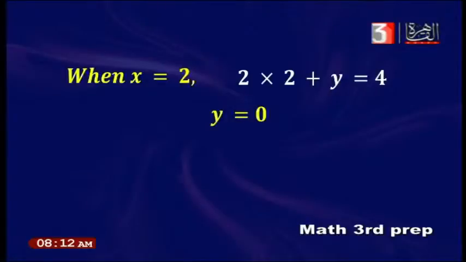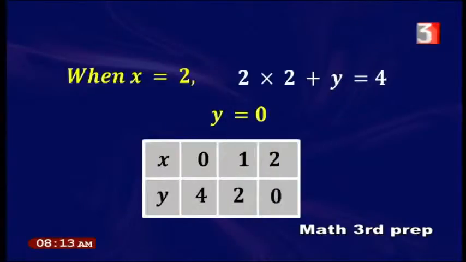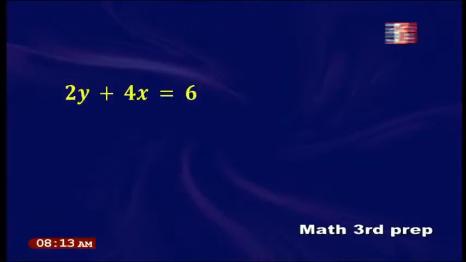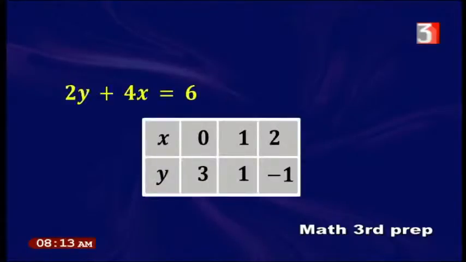Then you are going to notice that when x equals 0, y equals 4. When x equals 1, y equals 2. And when x equals 2, y equals 0. This is the first equation. What about the second equation? 2y plus 4x equals 6. Then, by substituting for the values of x to obtain values of y, you are going to find that when x equals 0, y equals 3.